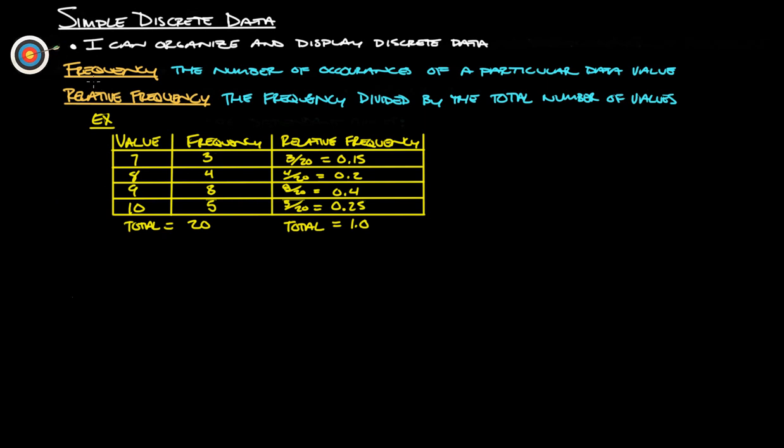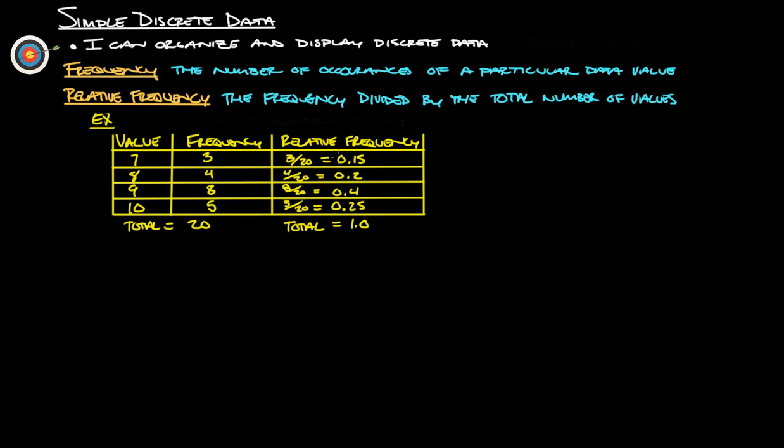Okay, so first thing, frequency is the number of occurrences of a particular data value. Like values 7, 8, 9, and 10: there were 3 7s in there, 4 8s, 8 9s, and 5 10s. That's the frequency.